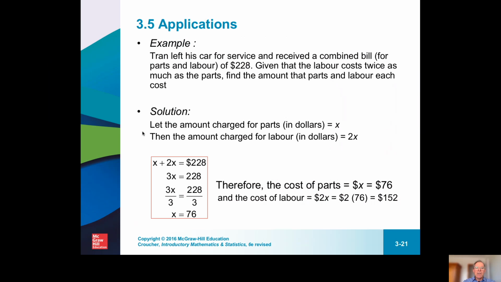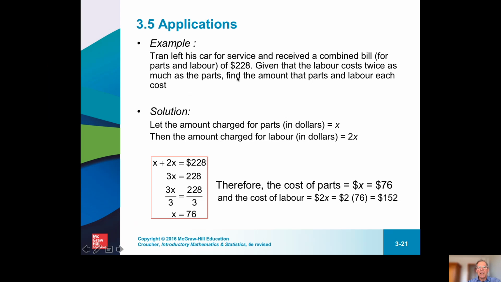Let's have a look at some examples. So a couple of examples to finish with. This guy leaves his car for servicing and receives a combined bill for parts and labour. The total of the bill is $228. And somehow he knows that labour costs twice as much as parts. We've got to find out how much parts actually cost and how much labour cost.